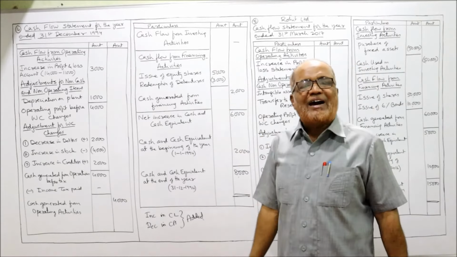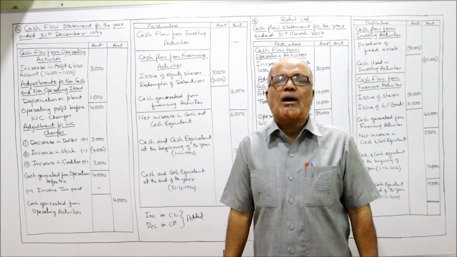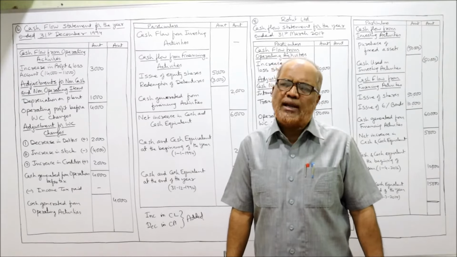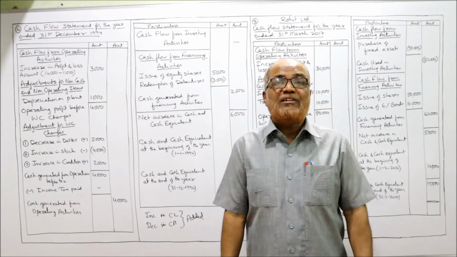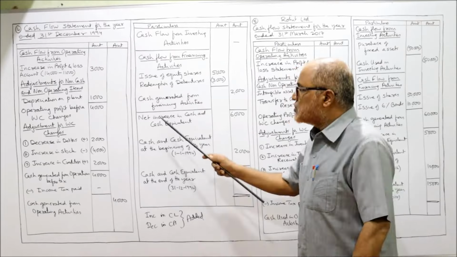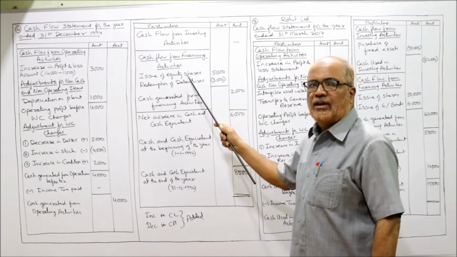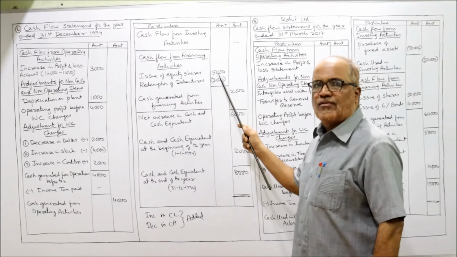Now cash flow from financing activity. For financing activity we have to compare the share capital and debentures. Only two. So share capital last year 20,000, current year 25,000. So during the current year shares were issued. So I will write down issue of equity shares 5,000.